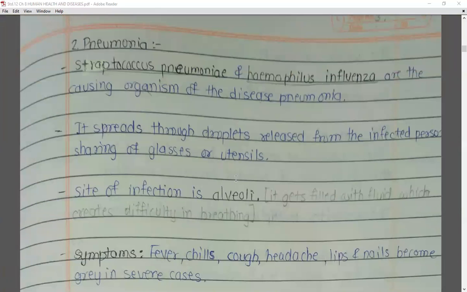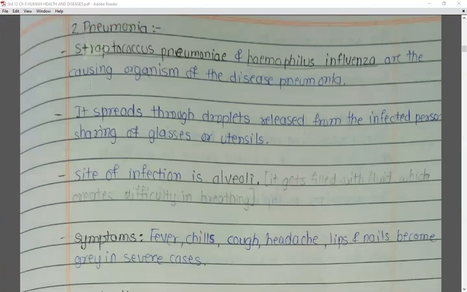The second disease is pneumonia, right? Pneumonia is caused by Streptococcus pneumoniae and Haemophilus influenzae. So these are the two causative organisms of pneumonia. Pneumonia is a respiratory disease, and it occurs inside the lungs, right? And these two organisms lead to the infection of pneumonia.